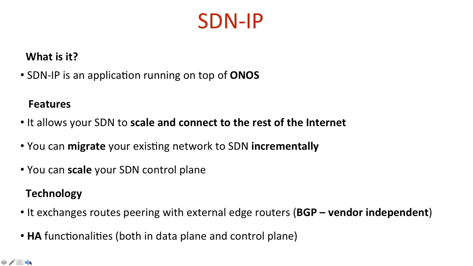So this is possible thanks to SDN-IP, which is an ONOS application that allows you basically to scale and connect to the rest of the internet, and of course migrate your existing networks to SDN more incrementally and smoothly, I would say, since we can talk basically through standard BGP with any existing network.